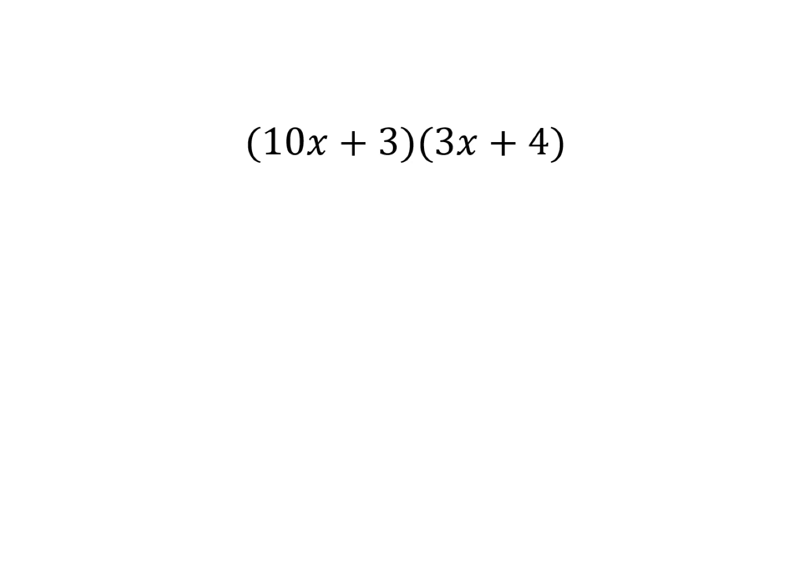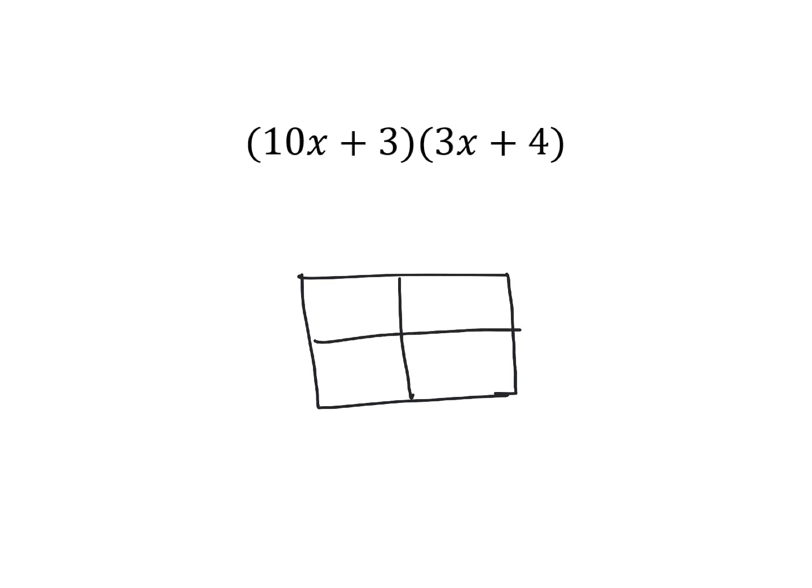All right, here we go. I'm going to make a 2 by 2 box. Now, why 2 by 2? Well, because I have 2 by 2 polynomials. I have a binomial and a binomial. If one of these was a trinomial, then I'd have a 2 by 3. All right, 10x plus 3. And then I have here a 3x plus 4.